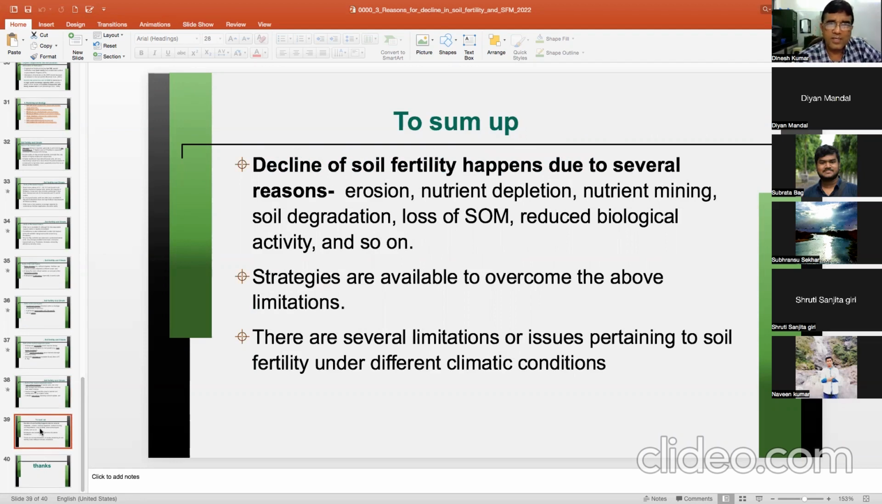So overall, this lecture suggests that decline of soil fertility happens due to several reasons, mainly erosion, nutrient depletion or mining, soil degradation, physical degradation, loss of organic matter, reduced biological activity, soil pollution, and so on. Strategies are available to overcome this. We already discussed the strategies to improve or restore soil fertility. It is known as restoration, maintenance, and improvement of soil fertility. You can use either of these: restoration, improvement, maintenance, upgradation of soil fertility. So different names can be given.